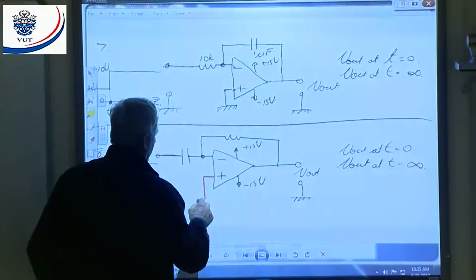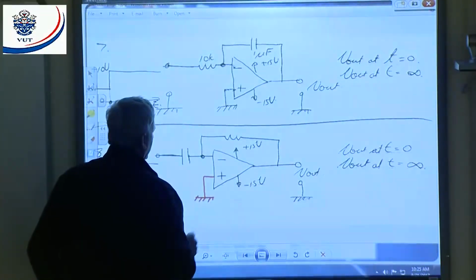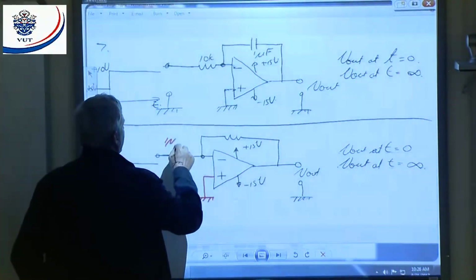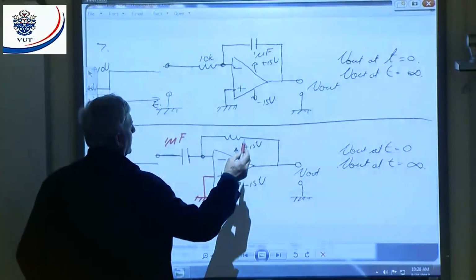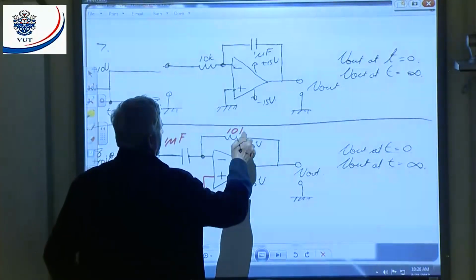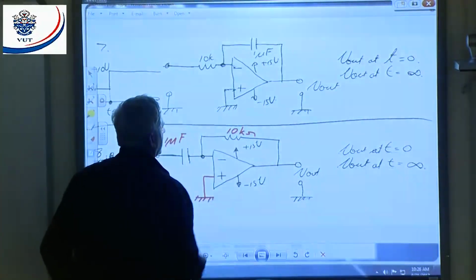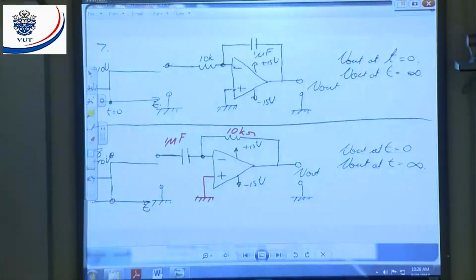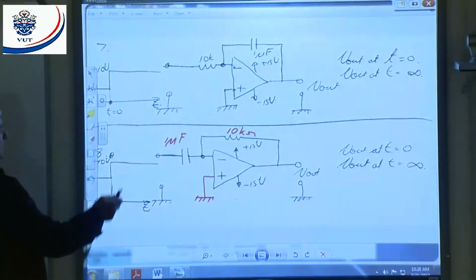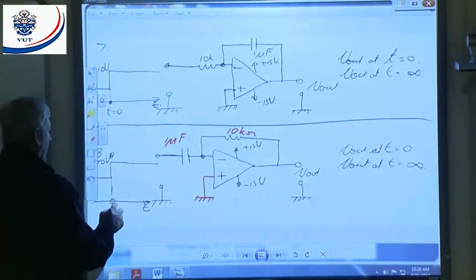Let's put a reference voltage in there. Let's make this 1 microfarad, doesn't matter. Let's make this a 10 kilo ohm. Right, there's a circuit. Now that's a differentiator. What will the output do? If I apply a step function to that, the output will look like this.